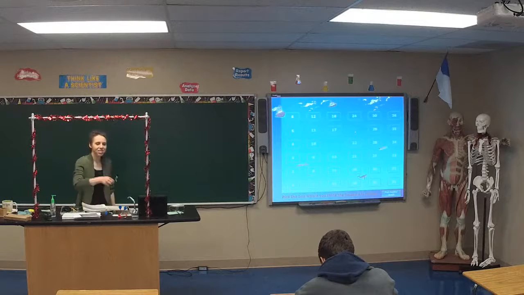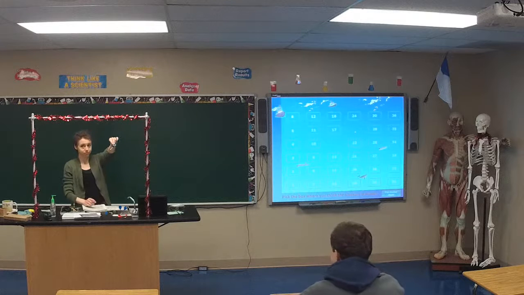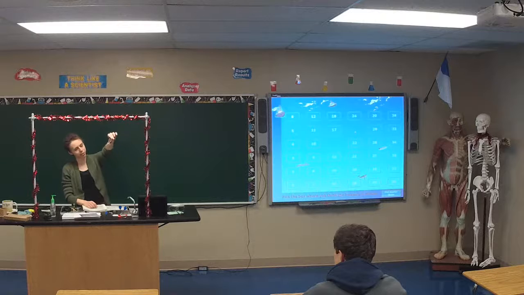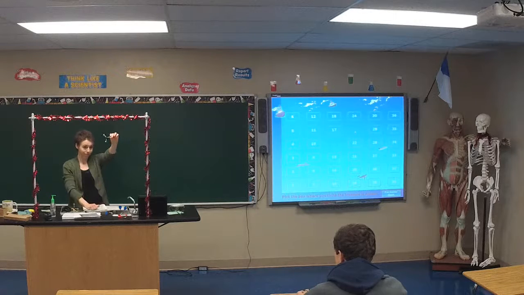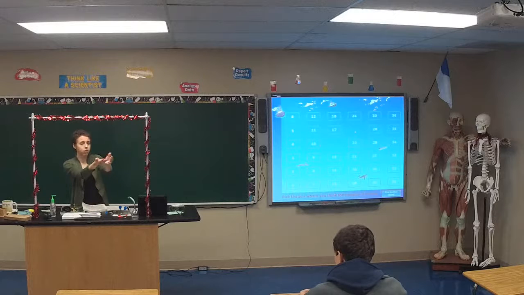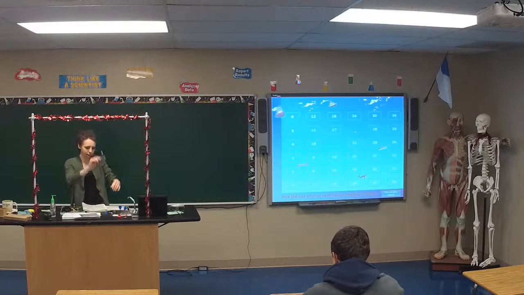Alright, Ethan's turn. Ethan, what's the name for this shape? Start with the name. There are 3 atoms bonded to a central atom. Good job. Trigonal planar. Planar, because it's in one plane or one area.